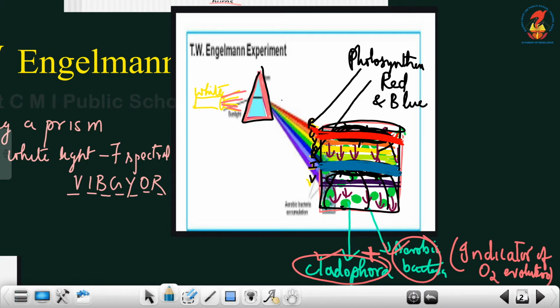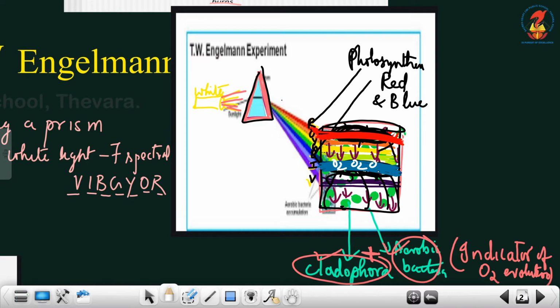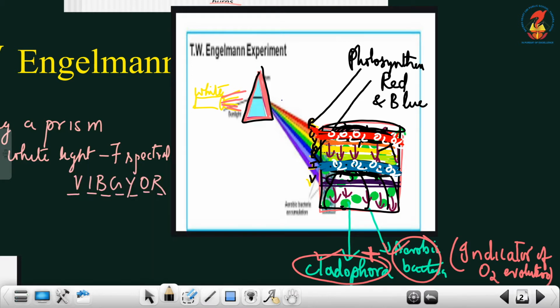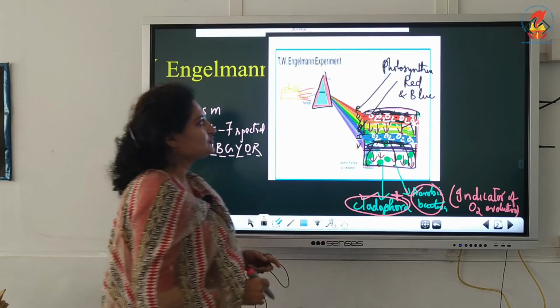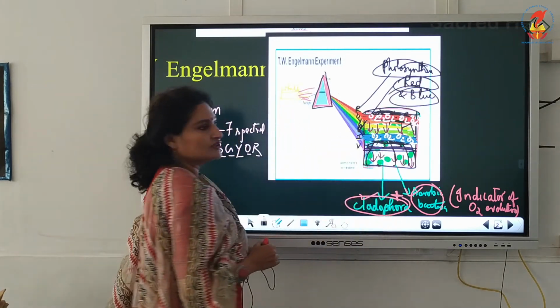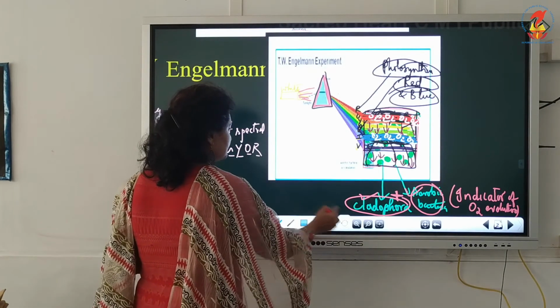The rate of photosynthesis was high, and therefore a lot of oxygen was present in the red and blue regions, and so our aerobic bacteria, what happened? They all accumulated in the red and blue regions. So from this we can prove that photosynthesis is high in the red and blue region of the light spectrum. This was proposed by Engelmann.